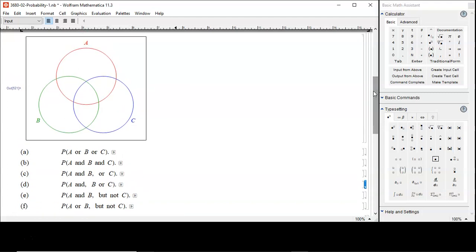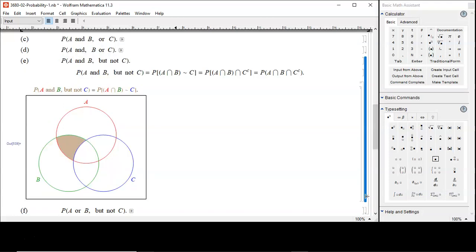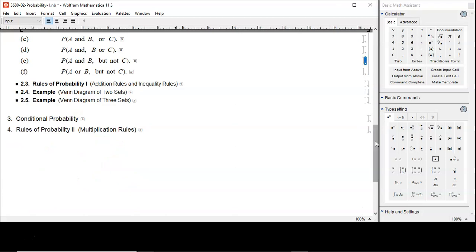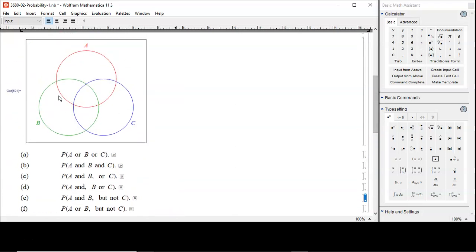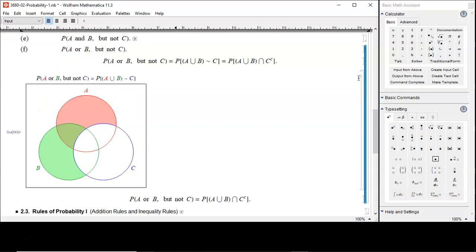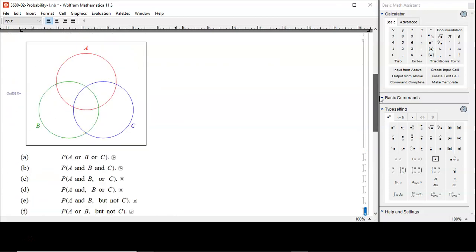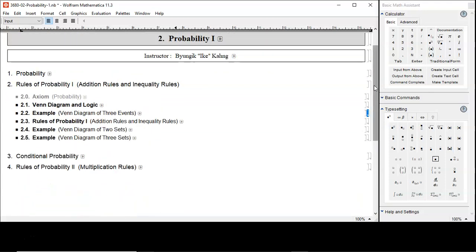A and B, but not C. A or B, but not C. What are those? A and B, so we have this part first, the football, but not C, so take C out, so we go outside here, like this. Next, A or B, so entire figure 8, or maybe snowman, but not C, so we go out over here, like this. Alright, so much for the exercises on Venn diagrams.